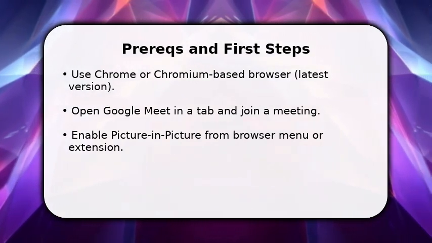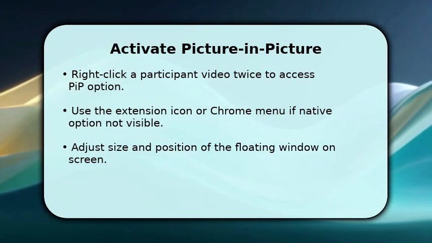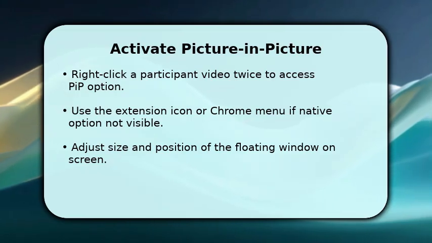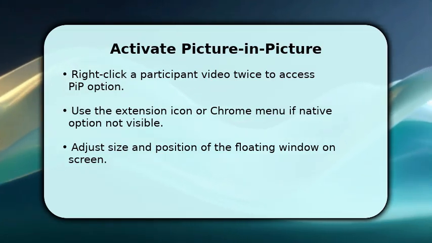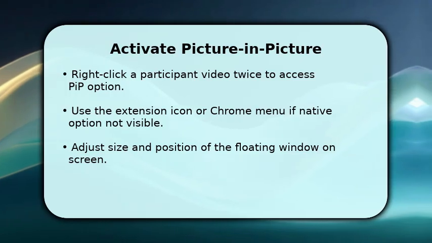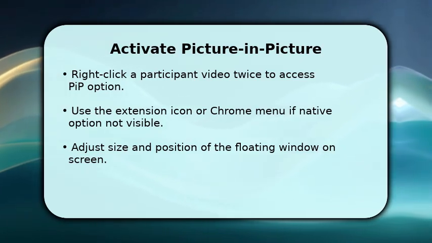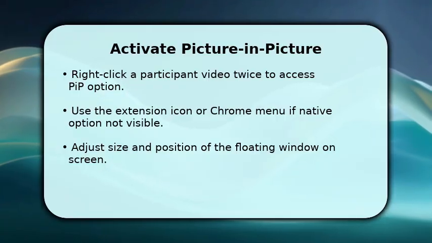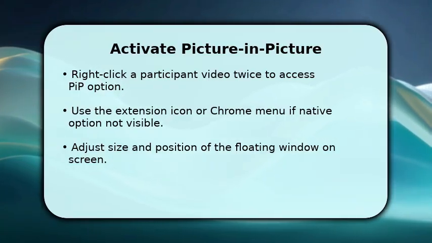Focus the participant or shared screen you want, then right-click twice on the video element to reveal the PiP command. Choose Enter Picture-in-Picture. If that fails, click the PiP extension icon or use the Chrome three-dot menu, More Tools, Picture-in-Picture.